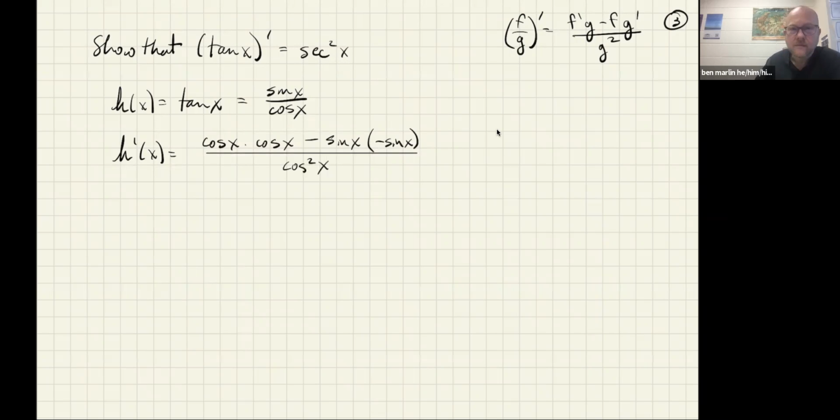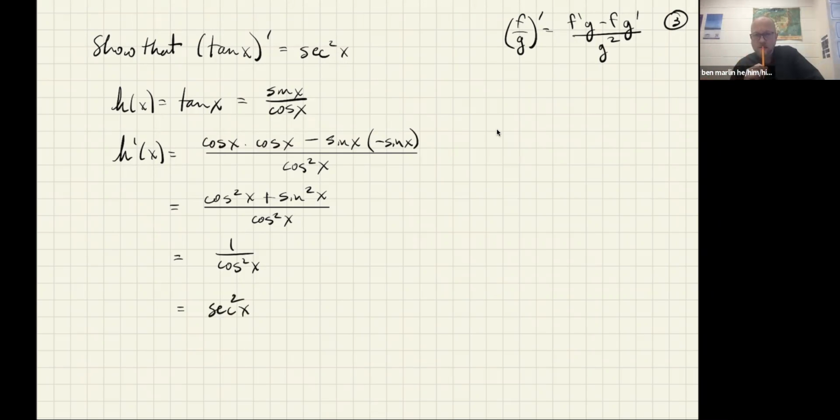cosine squared. Okay, so the negatives go together there, and you have cosine squared x plus sine squared x, all divided by cosine squared x. And from trigonometry, you know that cosine squared plus sine squared, as long as they have the same argument in them. You know, if it said cosine squared x and sine squared y, this wouldn't work. But since they both say cosine squared x and sine squared x, then you have 1 over cosine squared, and 1 over cosine is secant. So we end up with this secant squared of x, okay?